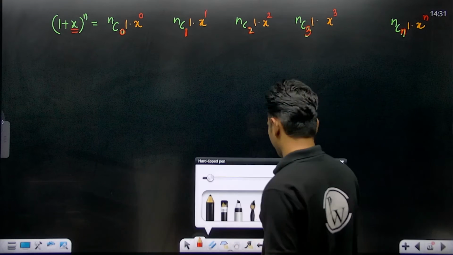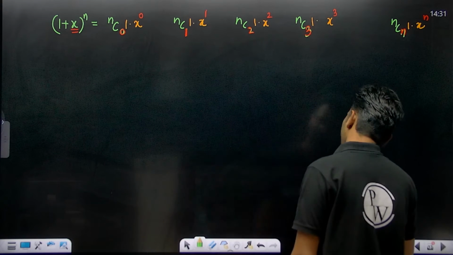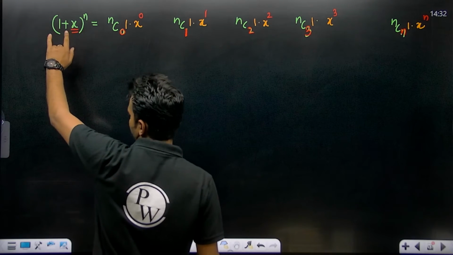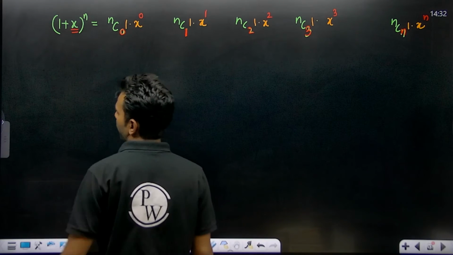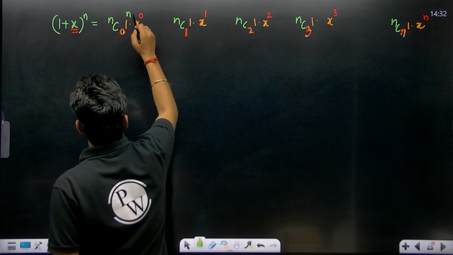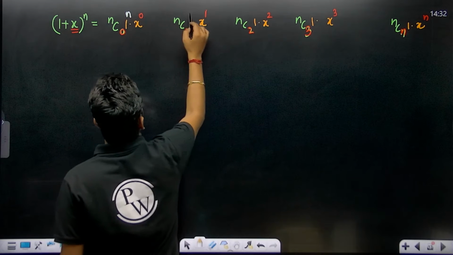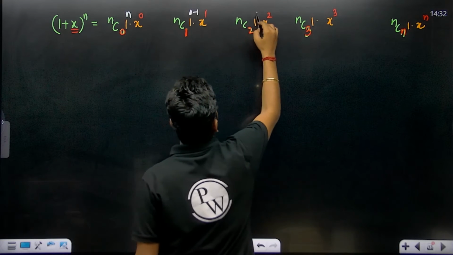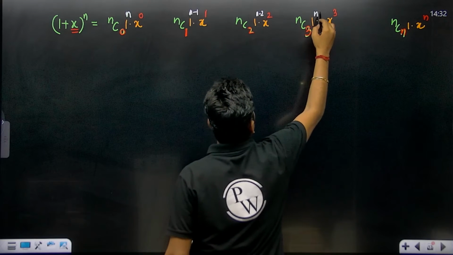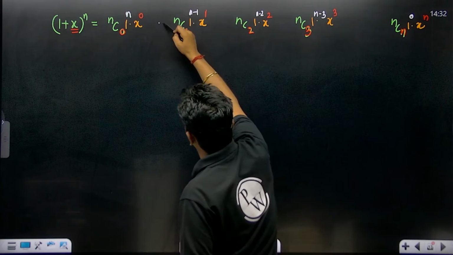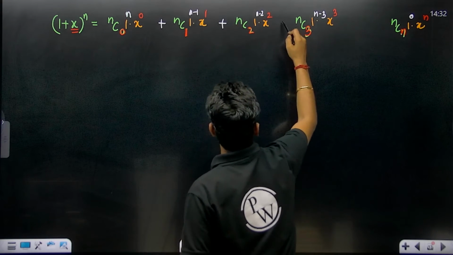Yes or no, everyone? And in each and every term, the sum of the powers of x and y, or over here the sum of the powers of 1 and x, will always be equal to n only. So over here n will come, over here n minus 1, over here n minus 2, over here n minus 3, and so on till this, and just add all of these things.